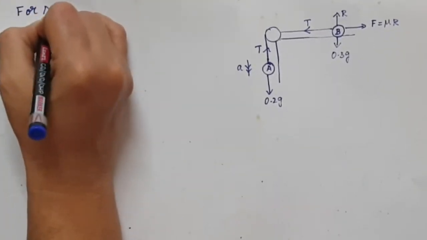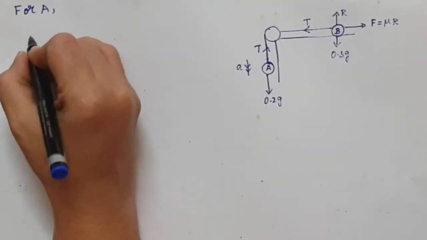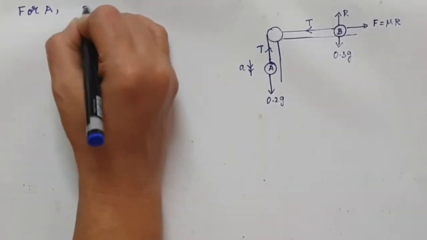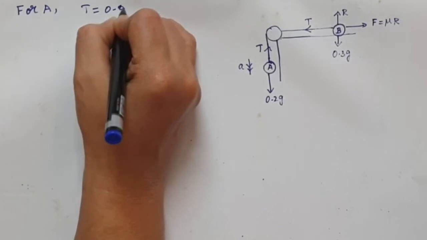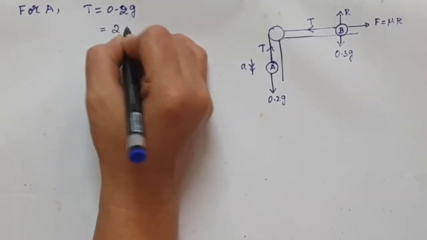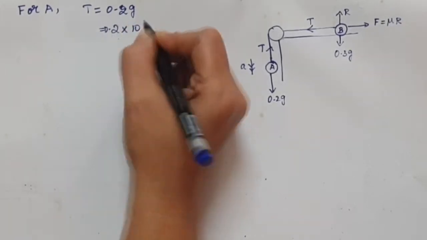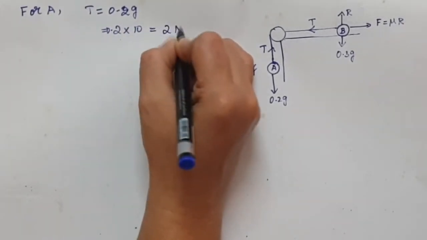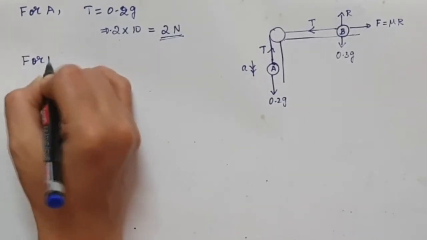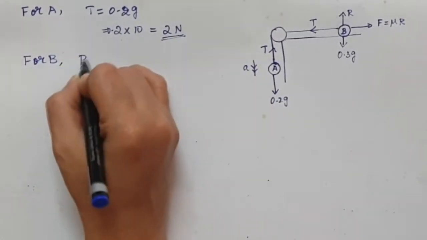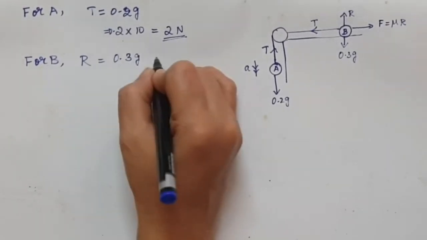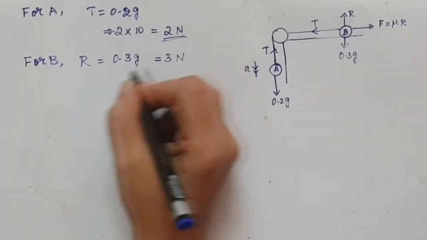Now for A, the tension T will be equal to mg. So T will be equal to 0.2 g, where g is 10. So 0.2 into 10 is equal to 2 Newton. Now for B, R will be equal to 0.3 g, so that will be equal to 3 Newton.